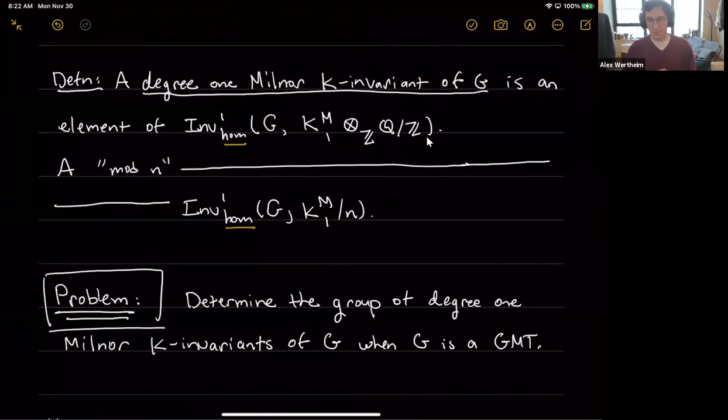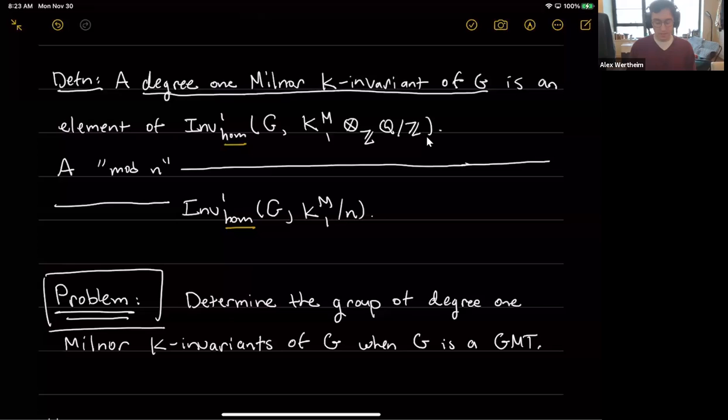So at last I have all the definitions to describe the words in the title. A degree 1 Milnor K invariant of G is then just an element of the type 1 homomorphic invariants of G with values in Milnor K1 tensored with Q mod Z. And likewise, a mod n degree 1 Milnor K invariant of G is an element of the type 1 homomorphic invariants of G with values in Milnor K1 mod n. Just so that I don't have to say the mouthful for the rest of this talk, I will call the first kind of invariant here a Q mod Z invariant of G, and the second kind a mod n invariant of G. And hopefully there won't be too much confusion there.